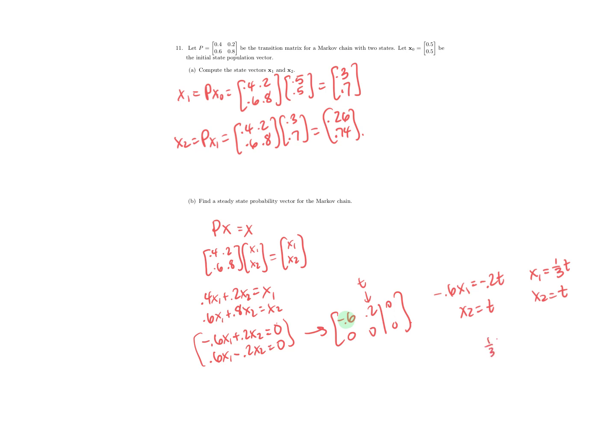Now I want these to add to 1, so I can find t by going 1/3 t plus t equals 1, and then I can solve for t. So I get 4/3 t equals 1, so I multiply by 3 and divide by 4, so t is equal to 3/4. So x1 is equal to 1/3 times 3/4, so it's going to be 1/4, and x2 is going to be 3/4. So there's our steady state vector: 1/4, 3/4.